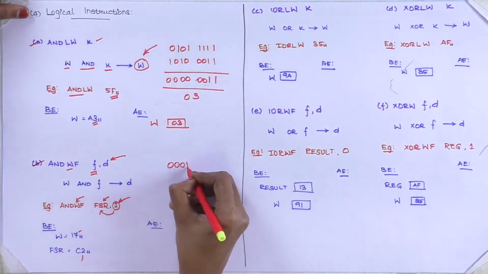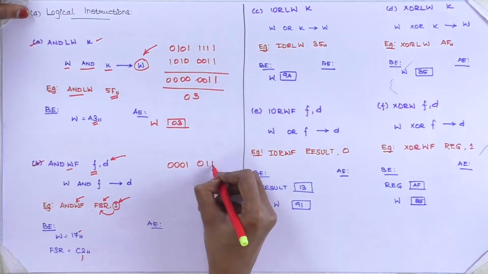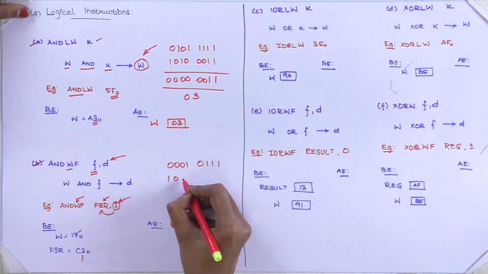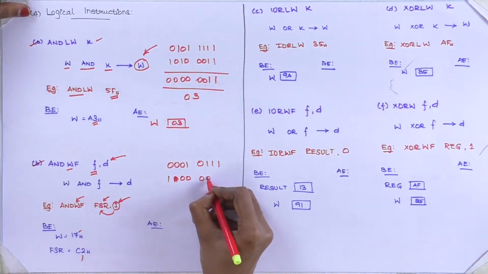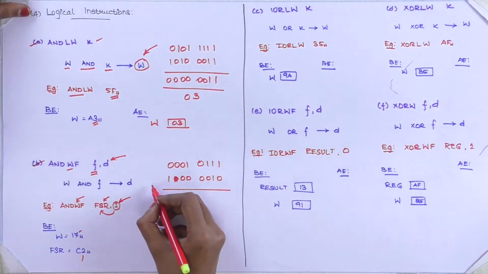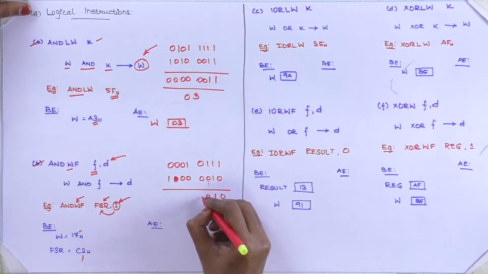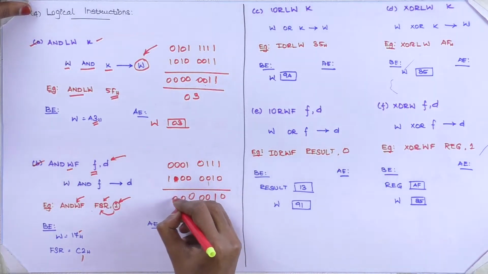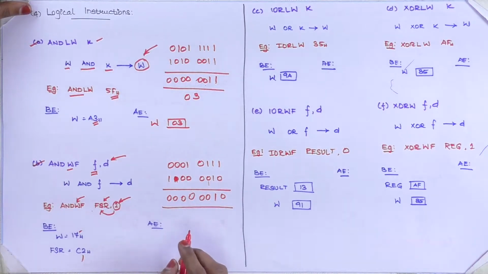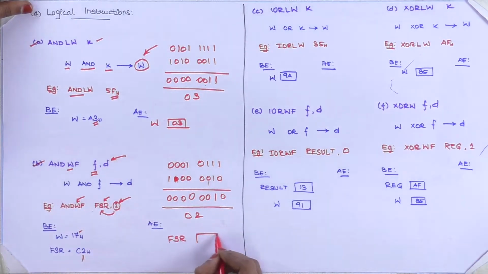The binary equivalent for that is, this is for C and this one is for 2. Now I am supposed to perform the AND operation. 1 0 0 1 1 1 0 0 0 0 0 0. This is the result, so 02. Since I have mentioned 1, the value will be stored in the file register. The file register mentioned in the instruction is FSR, so now the FSR is updated with the value 02.